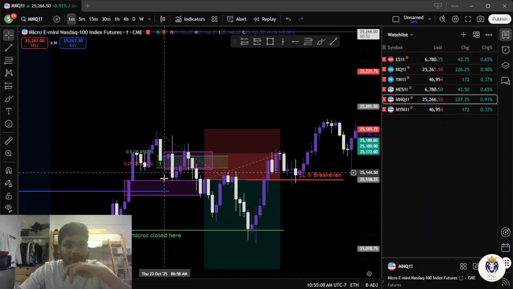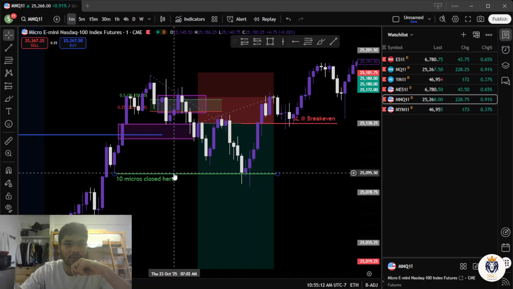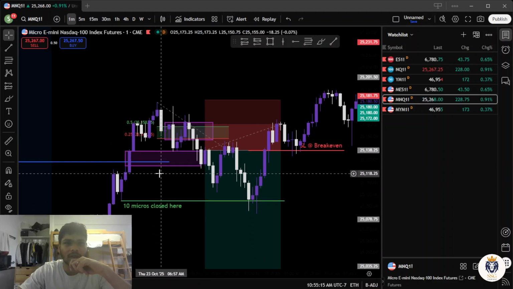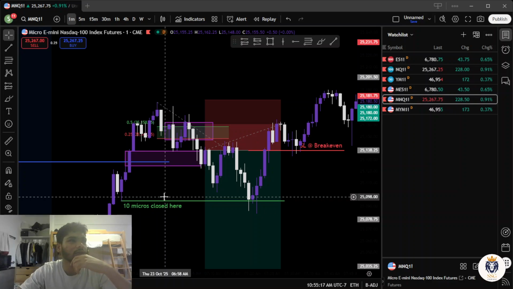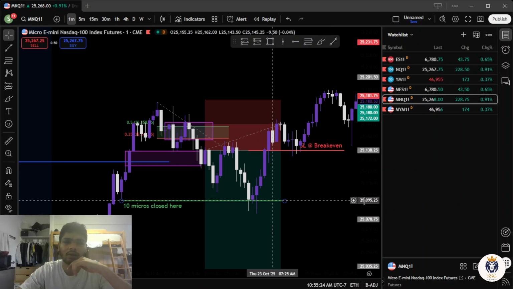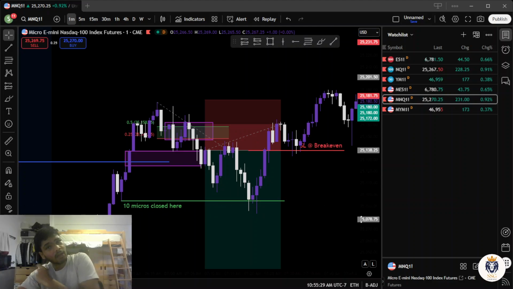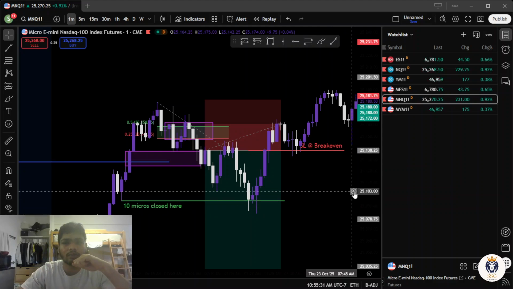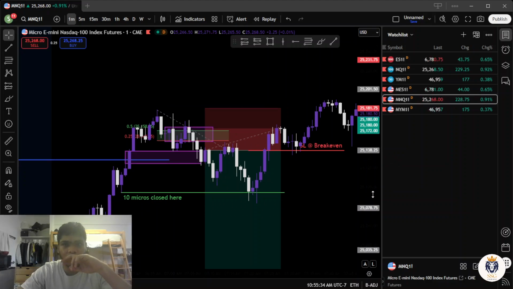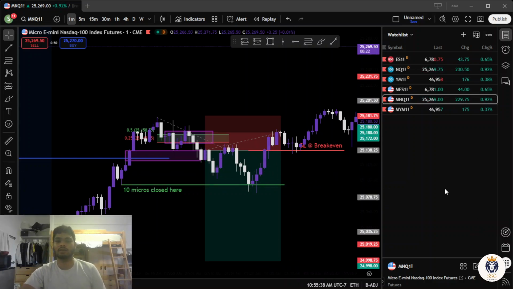So my friend entered over here, and his TP was, I believe, somewhere here. He had a 1 to 1.6 or 1 to 1.3 risk-reward ratio for the full TP. He made over $500, and we made 217.5 as I said. So decent trade, great day.